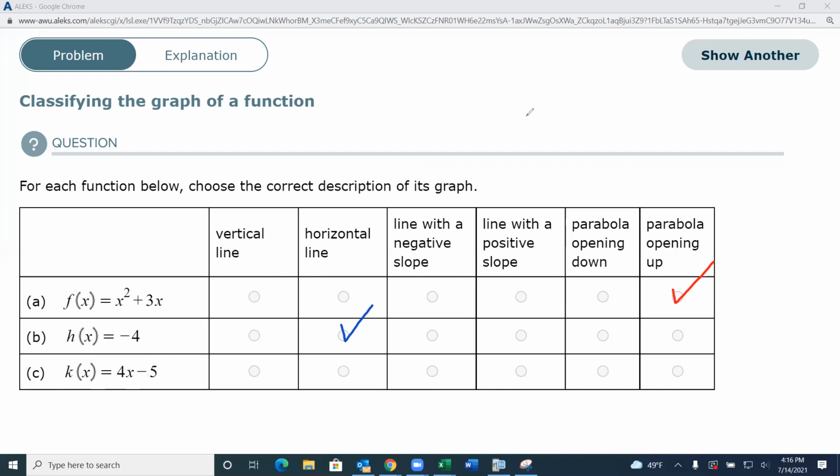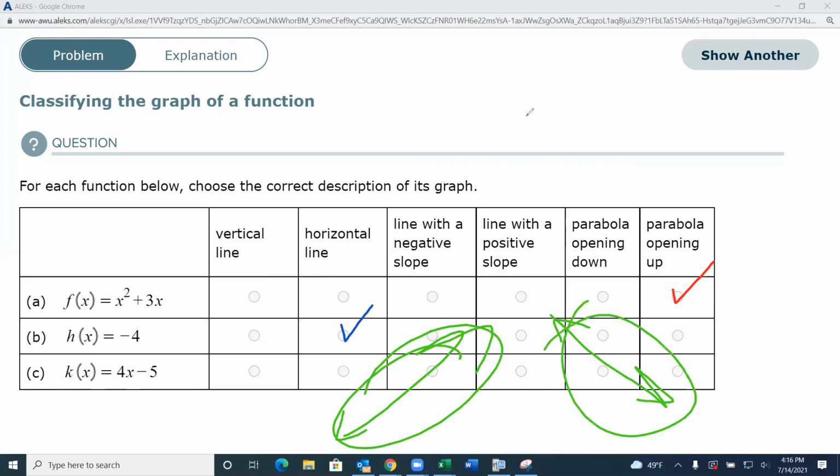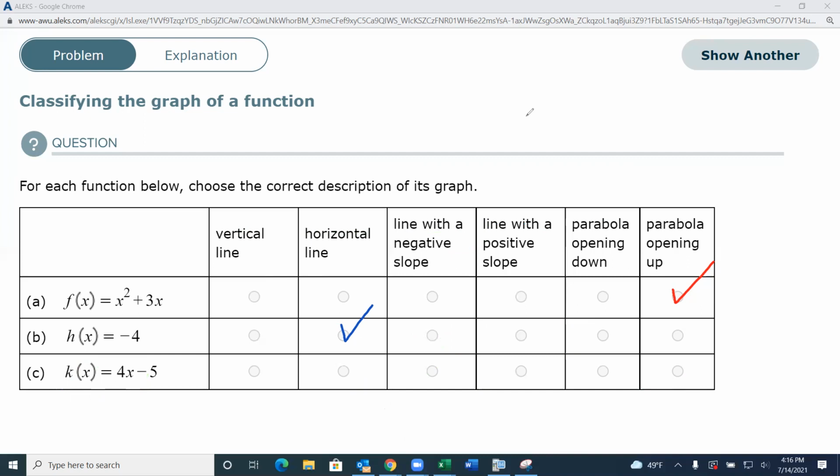And so it's going to be a line that's either going with a positive slope or with a negative slope. We read graphs from left to right. So from left to right, this one is going up, so that's positive slope. And this one is going down, so that's negative slope. So the slope here is positive 4, so we know it has a positive slope. It's going to be going up from left to right.